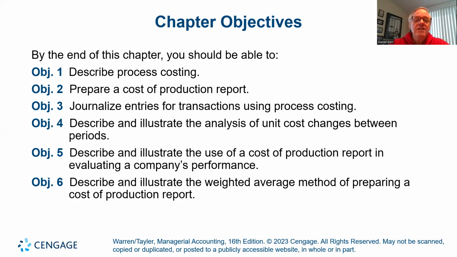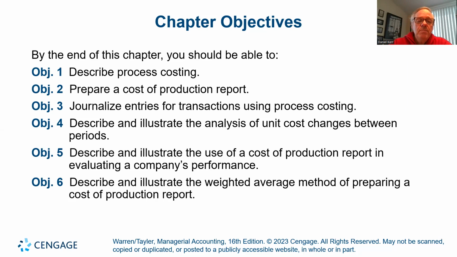So we're going to describe process costing in this chapter. We're going to prepare a cost of production report. And this is going to be pretty tricky, this cost of production report. And that is how we actually track materials, labor, and overhead to individual departments, as opposed to job order cost sheets like we did in chapter 2. We're going to journalize entries for transactions using process costing. We're going to illustrate the analysis of unit cost changes between periods, and we're going to illustrate the cost of production report and evaluate a company's overall performance.